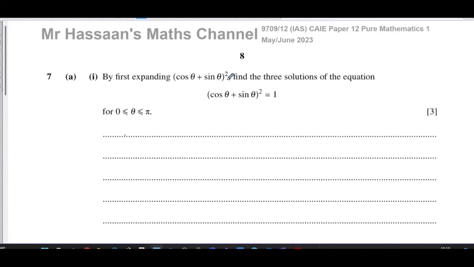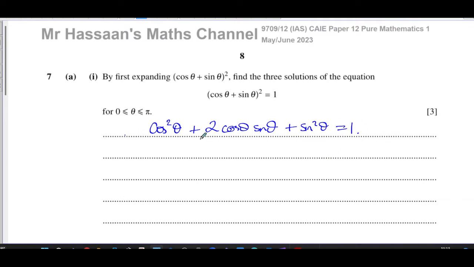When you expand a square bracket, we can use the pattern of squaring brackets, which is quite simple. You square the first term, so cos θ all squared, which is written as cos²θ. Then you multiply these two terms together and multiply that by 2, so you'll end up with 2 cos θ sin θ, and then you square the last term, sin²θ, and it equals 1. So we have to solve this equation.